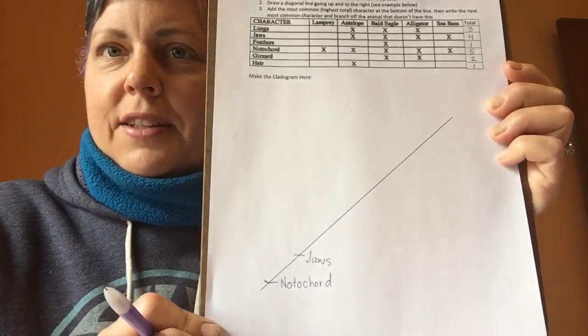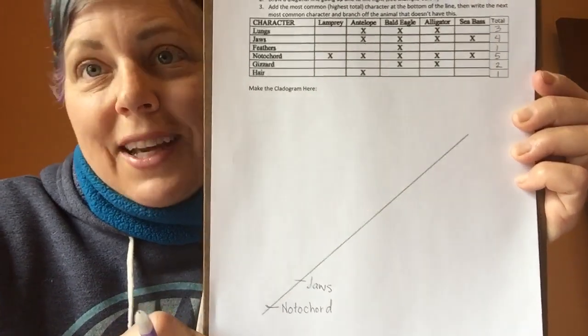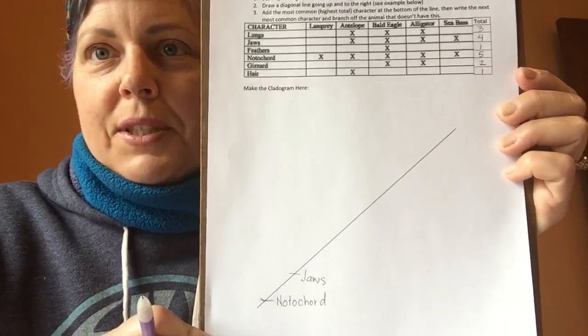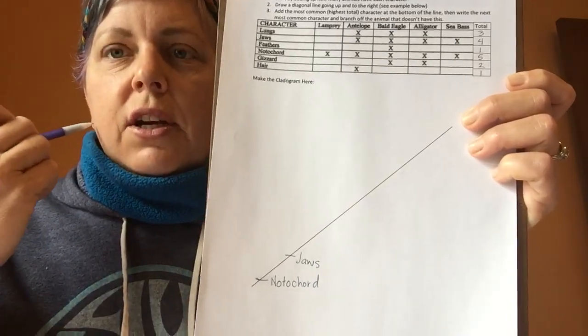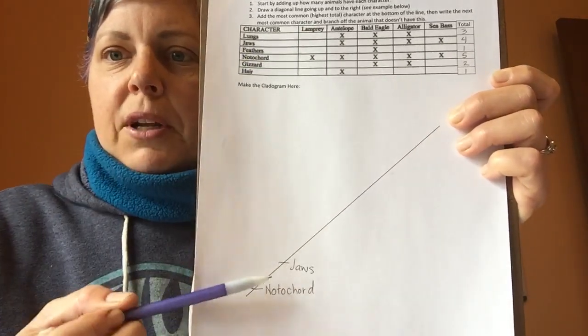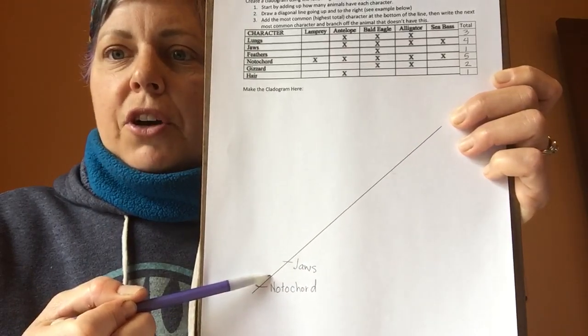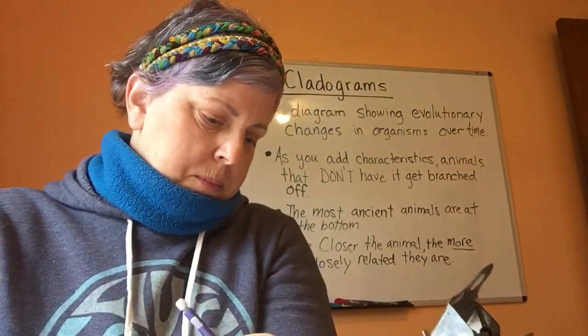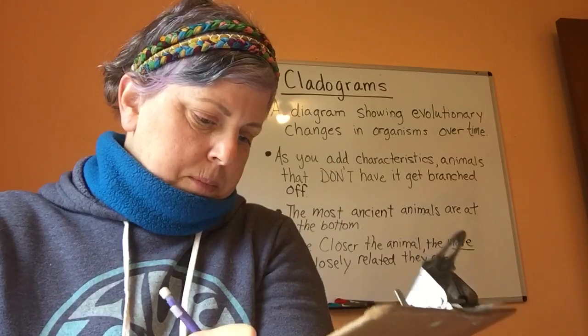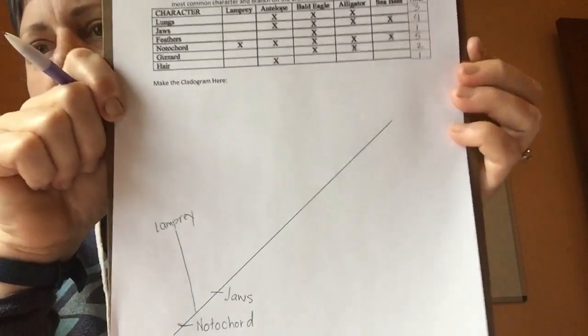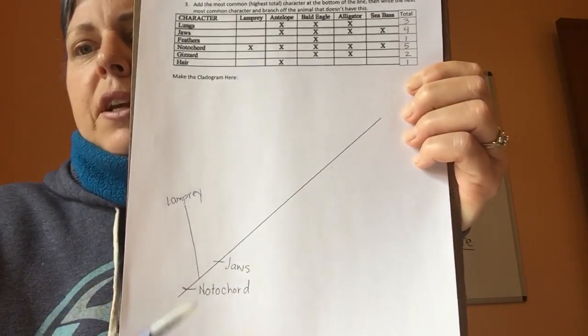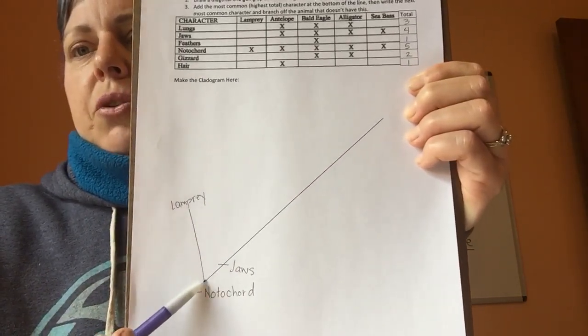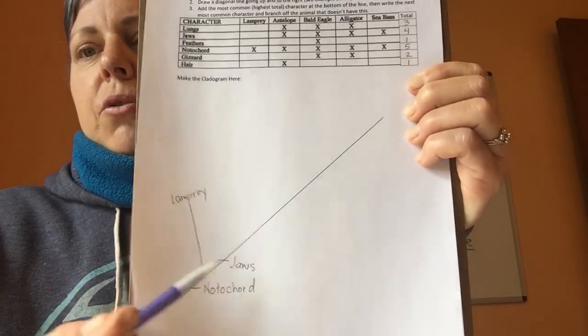A lamprey is like a snake-like creature that lives in the lake. It's kind of creepy looking. We were going to dissect one if we were all together, and you would see that they're like bloodsuckers. They have a mouth with teeth in it, but they don't have jaws. So how we branch off the lamprey is we put a line going in between notochord and jaws, and we write the lamprey's name. Okay, lamprey's out. He doesn't have jaws, so we can't put him above jaws, otherwise it would show that he has them. But he has a notochord and no jaws.